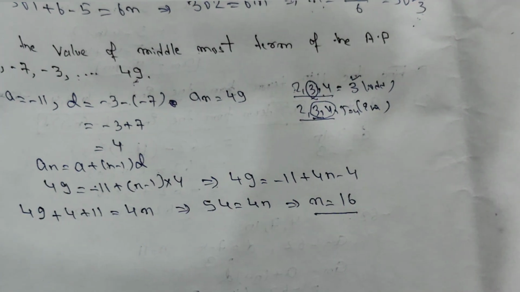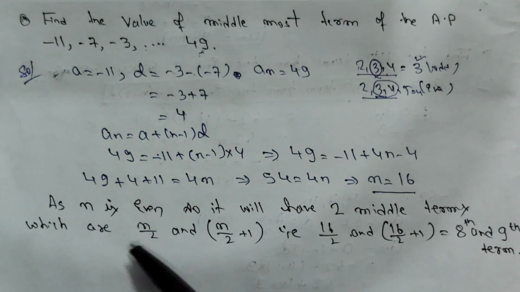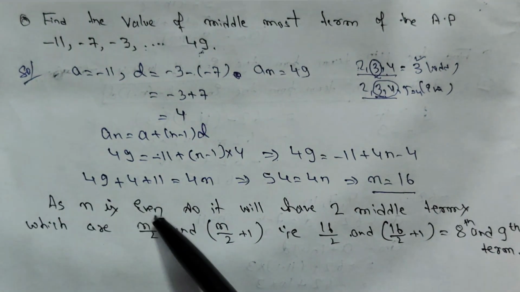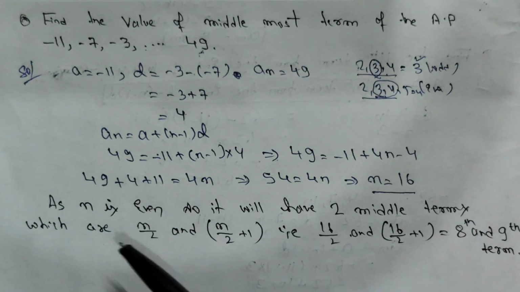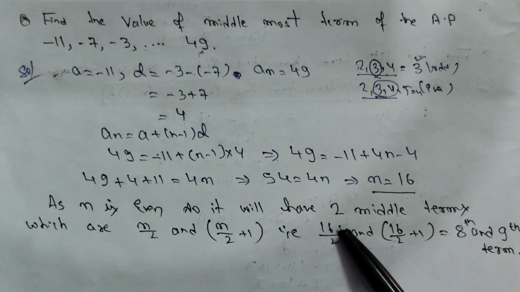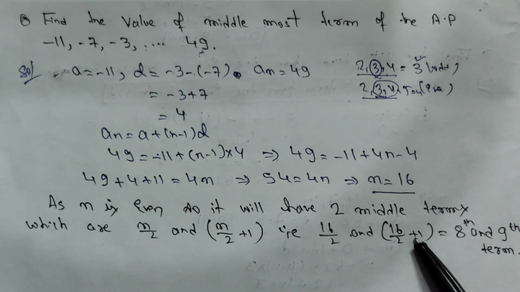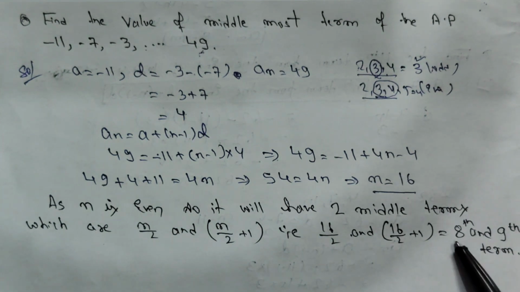Let us see. Here n is 16, so as n is even, it will have two middle terms, which we will get by n by 2 and n by 2 plus 1. So it will be 16 by 2, so 8 will become, and 16 by 2 plus 1 means, don't take out the LCM, 16 by 2 is 8 plus 1, 9. So there are two middle terms, the 8th one as well as the 9th one.